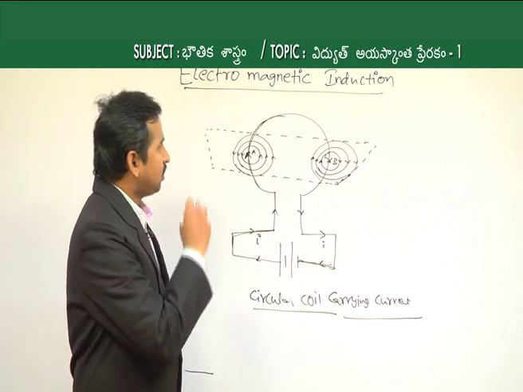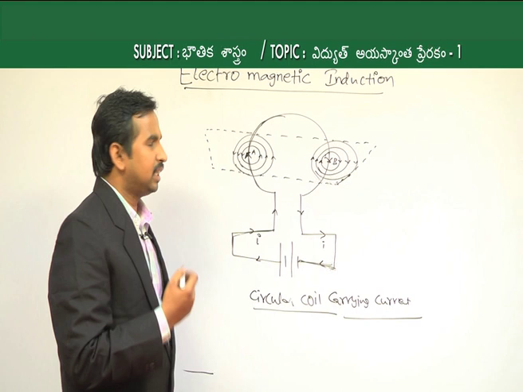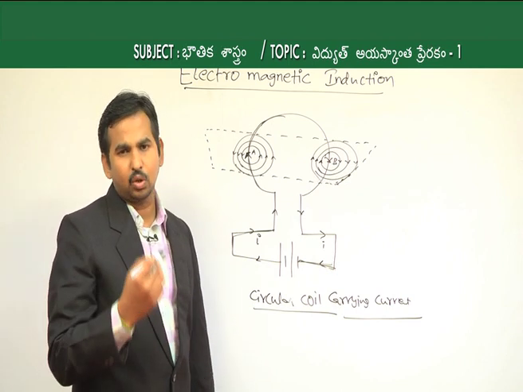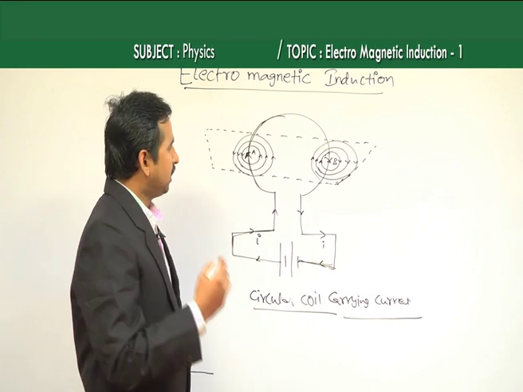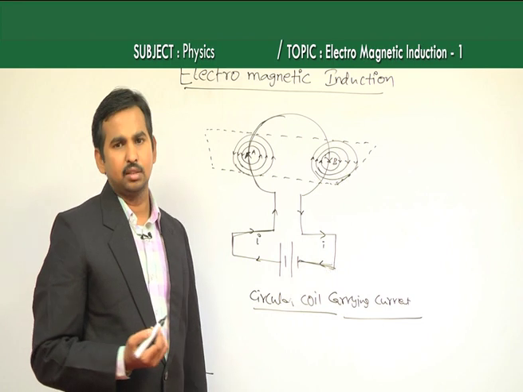And if you increase the number of turns of these circular coils, there is always an increase in the magnetic lines of force also. If you take more turns of the circular coil, the number of magnetic lines present around it gradually increases.